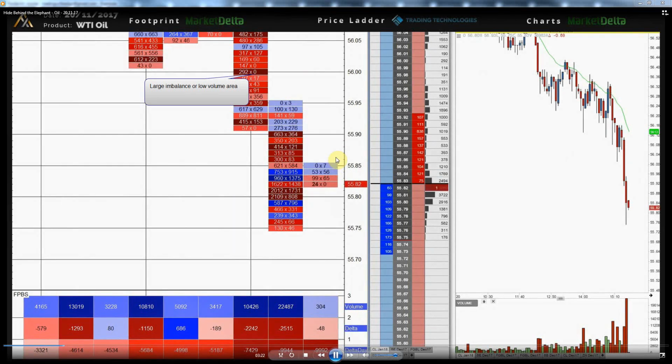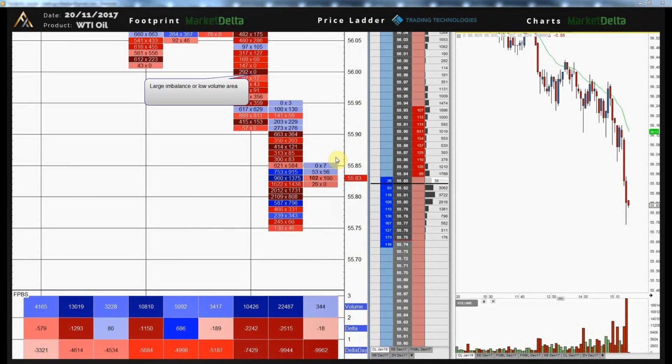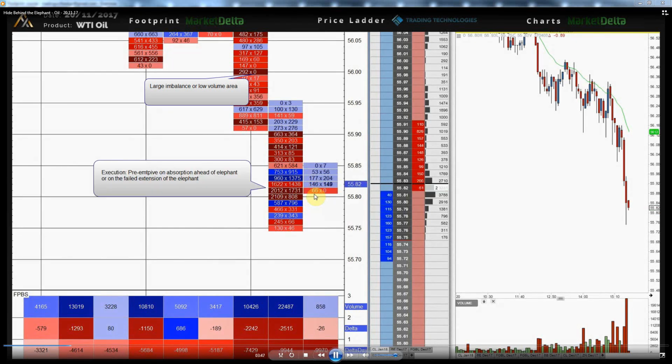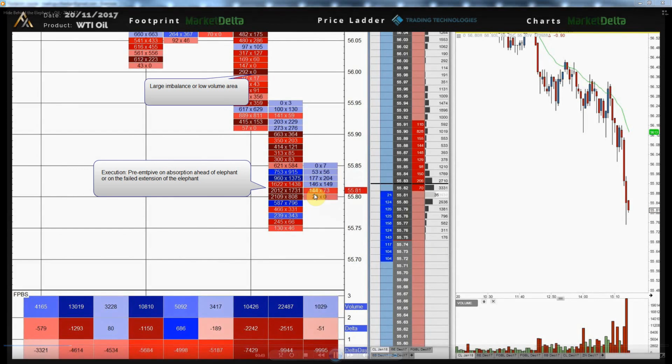Now what we're looking for is absorption in and around the elephant. We want to see a little extension below our elephant before we execute once it gets back above the elephant. Now, again, there are 2 ways to do this. Some traders wait for a little bit of absorption so we can see the test of the elephant here. Some traders do tend to get stuck in already here. That makes perfect sense. It's a little bit preemptive, but you know that you're in.